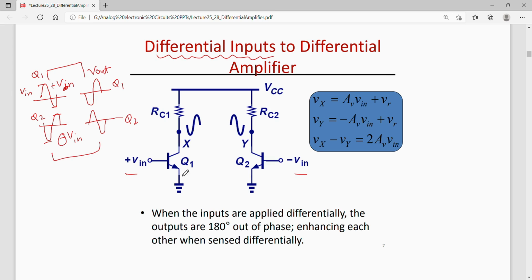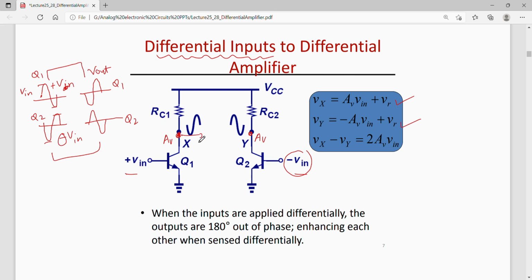And because it's a common emitter amplifier, whatever you apply at the input, you will get an inverted output with some magnification, depending upon the gain of this circuit, which is, let us say, AV. So one can find out again Vx and Vy. Vx I can write as gain multiplied by input voltage plus ripple. Similarly, Vy I can write as gain multiplied by minus Vin, plus Vr, which is ripple voltage.